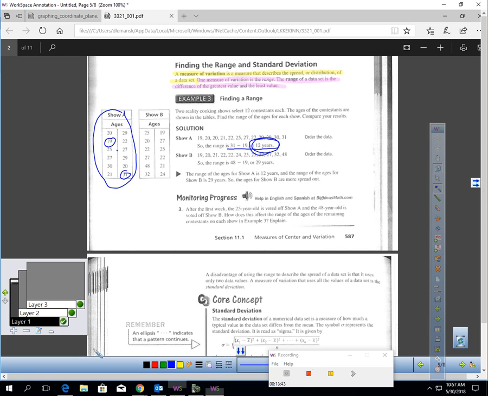For show B, let's find my range. The highest age of the group looks to be 48, and the lowest is 19. 48 minus 19, there's a range of 29 years here. This is showing the spread of my data or distribution of the data. Range is a way of showing spread or distribution of the data.